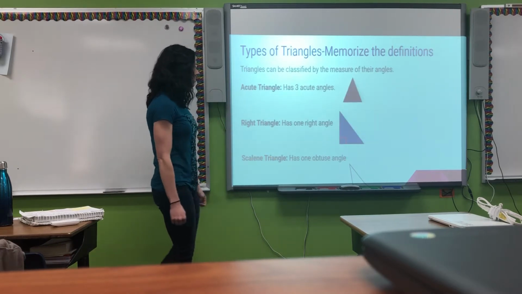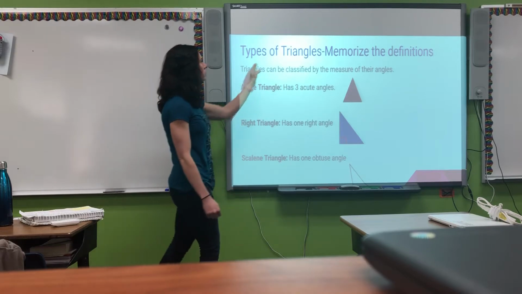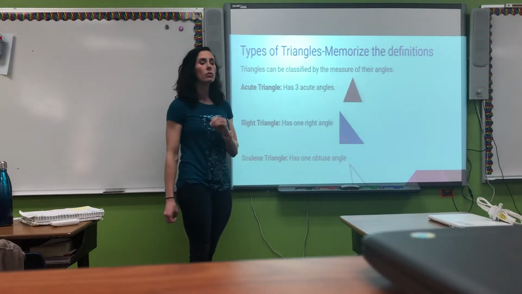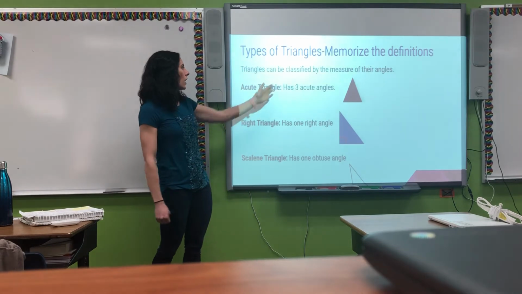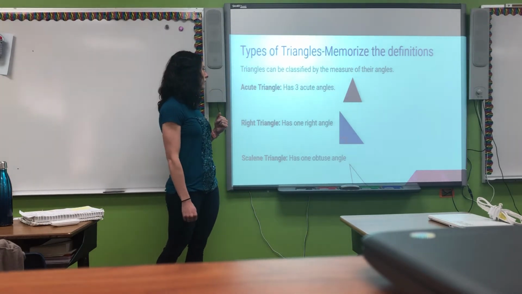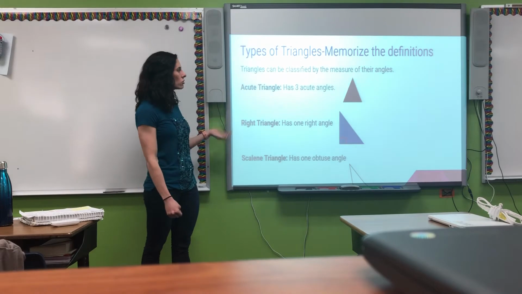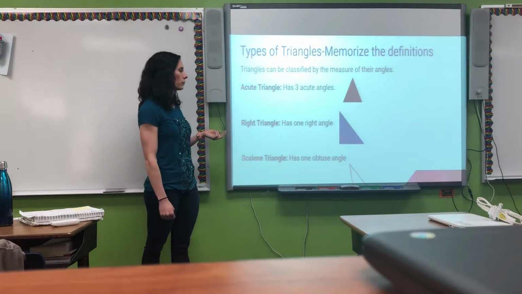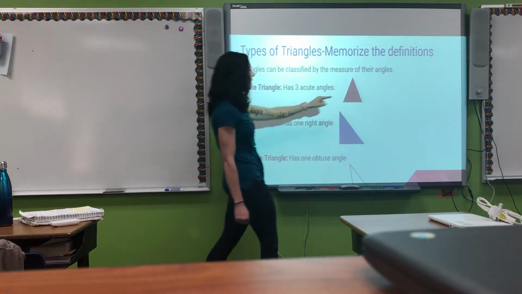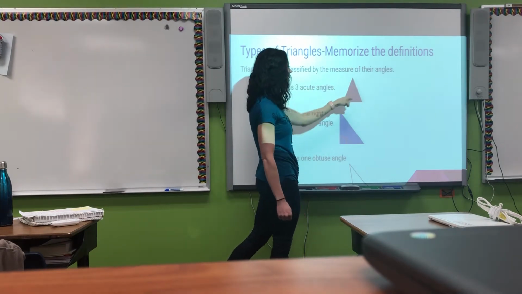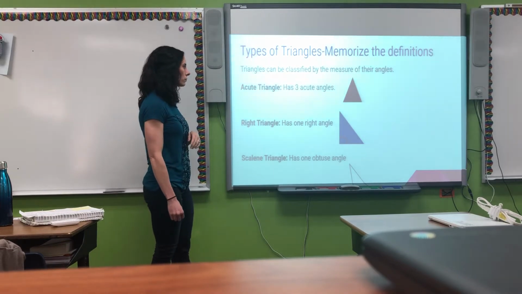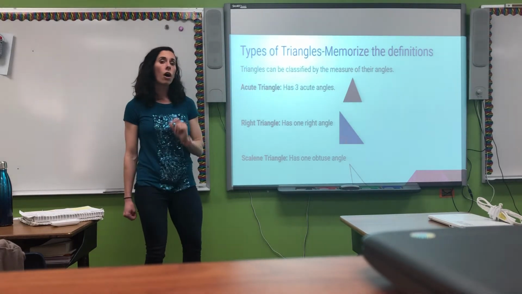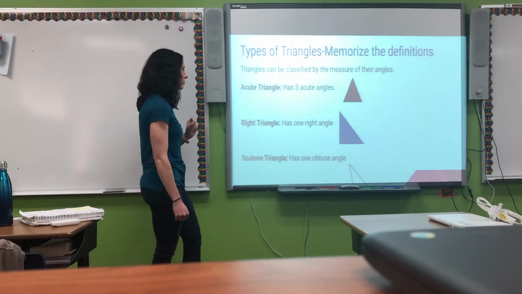All right, you'll definitely want to make sure you get this down. We've got our types of triangles. You need to memorize the definitions. It's really rare I tell you that. On your test, you're going to be asked basically what is the definition of an acute triangle, and you will need to know that it has 3 acute angles. Okay, so an acute triangle has 3 acute angles. If we look at all 3 of these angles, all 3 of them are less than 90 degrees. So for it to be acute, all 3 have to be acute angles.